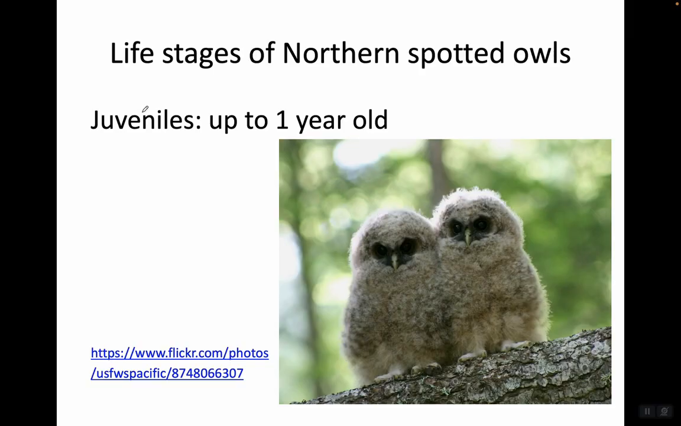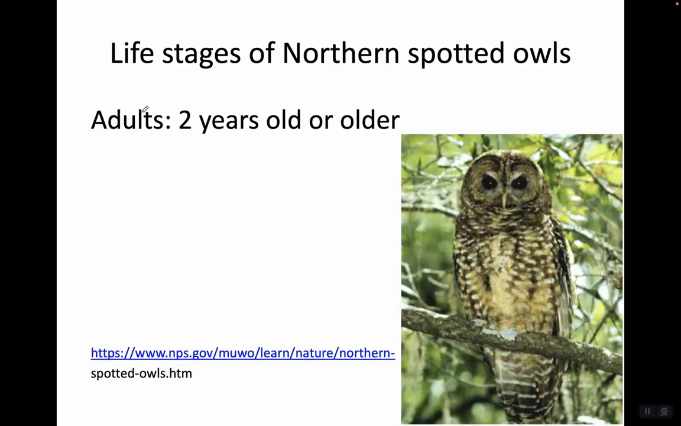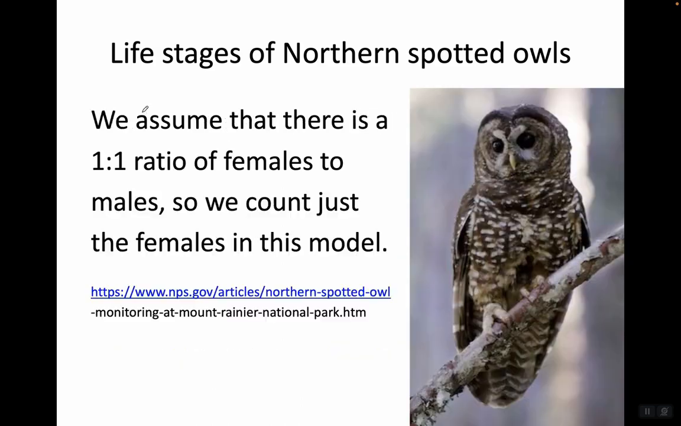Here are the life stages of northern spotted owls. Juveniles are up to 1 year old, very cute guys. Subadults are 1 to 2 years old, and adults are 2 years old or older. We assume that there's a 1-to-1 ratio of females to males, so we count just the females in this model.